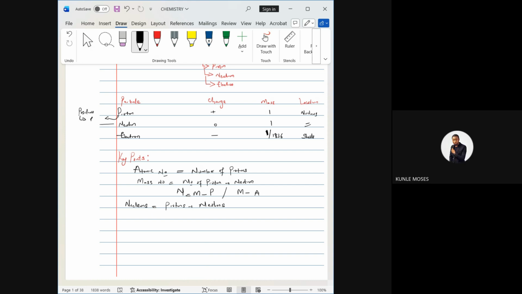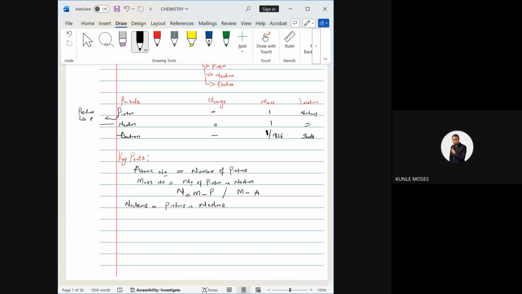The number of protons will be what? The number of protons will be 11 also. I said atomic number is equal to number of protons. She has answered it. I'm talking about mass number. Mass number is proton plus neutron. Is that okay?